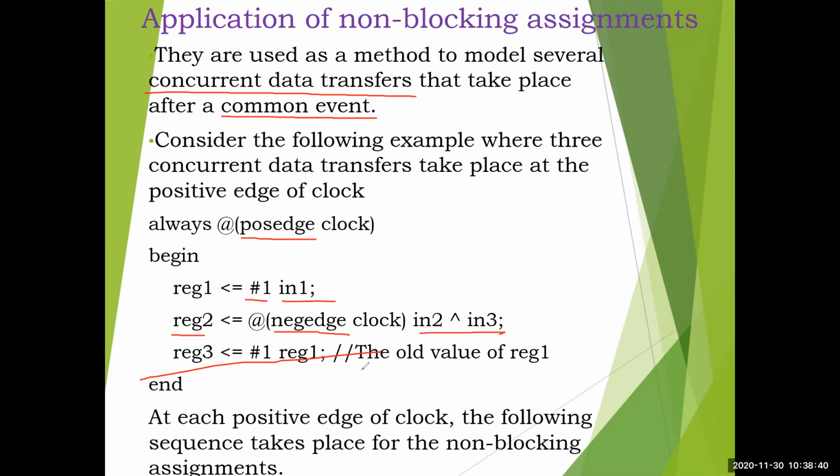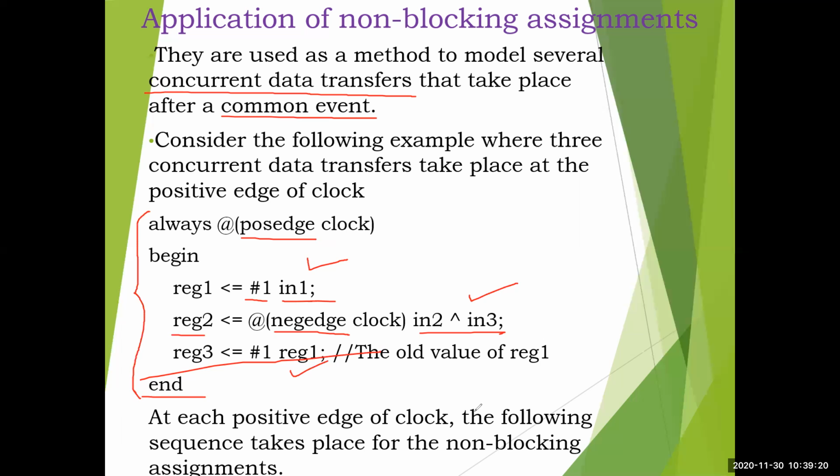So the old value of register 1 will be used. How is it going to execute in non-blocking? It will first consider in 1, in 2, in 3 and register 1 as read operations, and based on the time delay, register 1 will take the value of in 1 at 1 time unit delay, and register 2 will take the value of in 2 XOR in 3 at the next negative edge. So posedge this will happen, negedge this will happen, then again at a delay of 1 time unit register 1 is assigned to register 3. With this example of 3 concurrent data transfers, we will elaborate now.